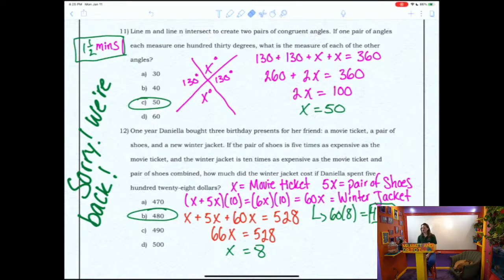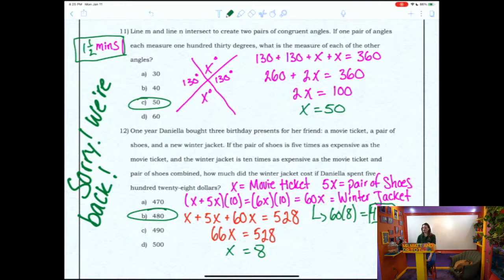Then they say that the winter coat is 10 times more expensive than the movie ticket and shoes combined. So if we add the cost of the movie ticket, x dollars, plus the cost of the pair of shoes, which is 5x dollars, x plus 5x is 6x, and then we're going to multiply that sum by 10 because the winter jacket is 10 times as expensive as the movie ticket cost plus the shoe cost. So 10 times 6x is going to be 60x dollars.